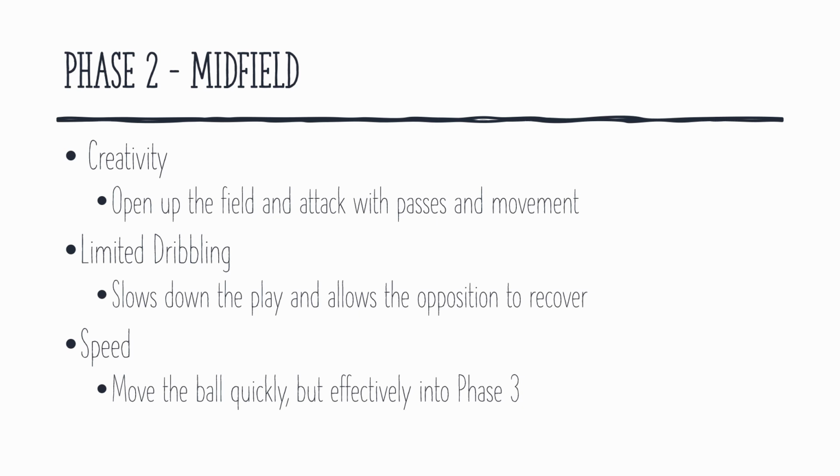Phase 2 is when the team has the opportunity to be creative. The midfielders have the freedom here to create opportunities to move the ball forward. These opportunities are created through passing and moving, not dribbling.